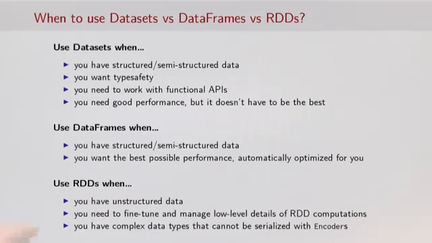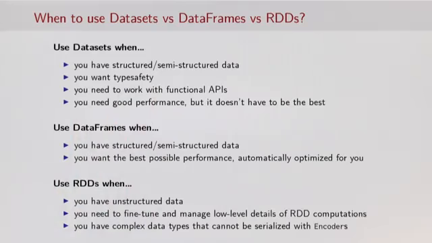So RDDs are a good choice in the situation that you have data that won't fit for some reason into a dataset or a DataFrame, or you have to super fine-tune and manage low-level details of your RDD computations. You can't just trust the optimizers to do it for you. Or finally, if you have some kind of complex data type that cannot be represented or serialized with these encoder things, which is a real possibility, encoders can't yet nicely deal with user-defined data types. So these are situations when an RDD might be necessary.